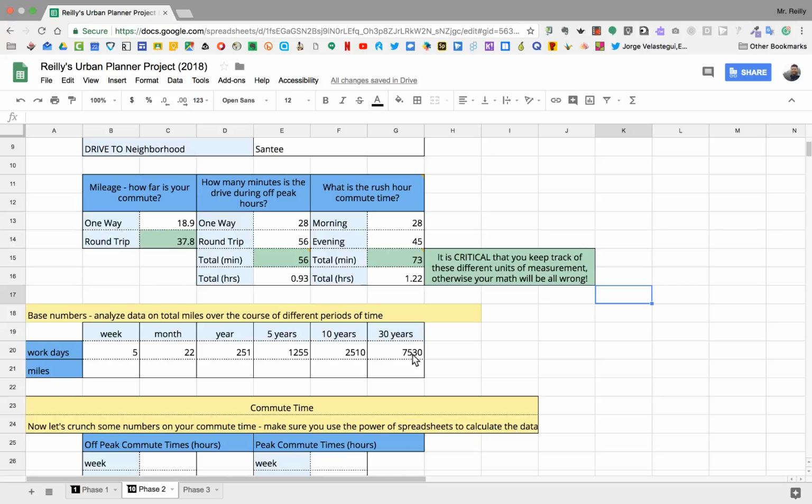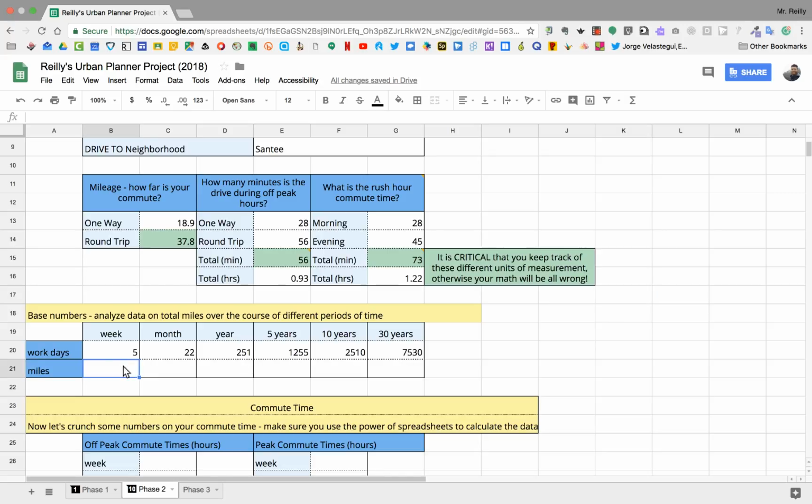So let's go ahead and look at just the numbers of how many miles that means that you drive over the course of a week, a month, and all the way up to your entire career, hypothetically. Now, keep in mind, not everyone lives in the same place. In fact, it's probably rare for someone to live in the same place and work in the same place for a full 30 years. But that's kind of the data that we are given, and that's what we're going to run with. So let's go ahead and give this a try.